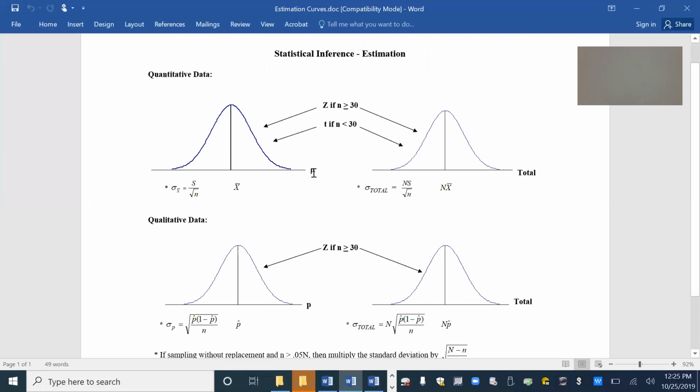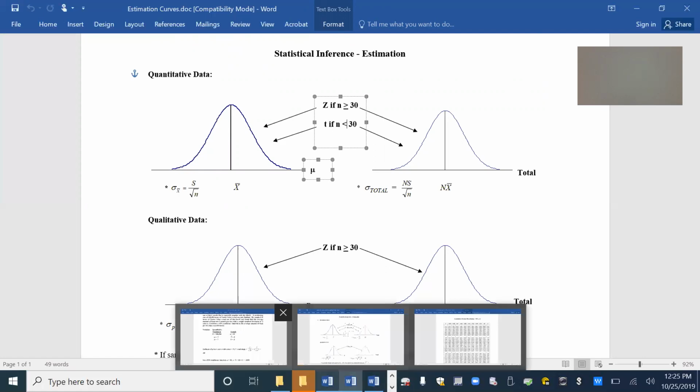Quantitative data, trying to guess mu, the average bran per box in this batch of turbo colon that we're producing, but we only sampled 25, not 30. So what? It still looks like a bell-shaped curve, but it's now a T curve, not a Z curve. So what's a T curve?